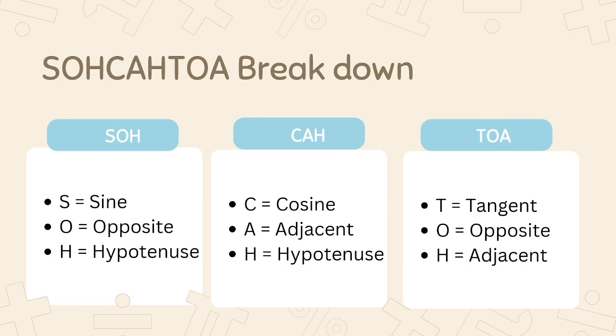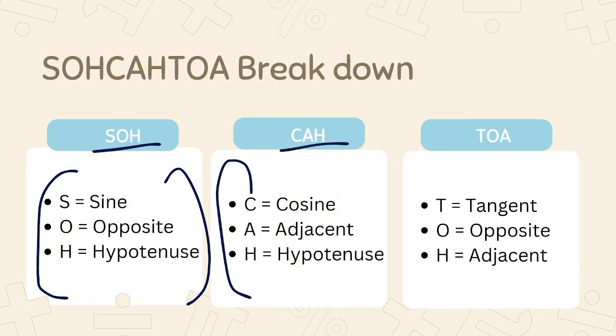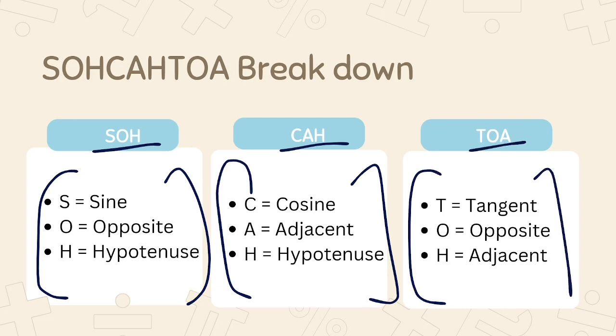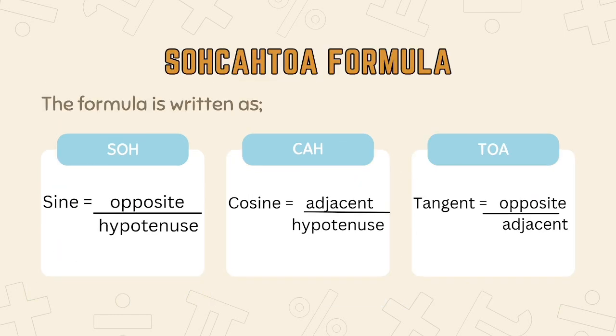So this is the breakdown. These are what the acronym is standing for. S is for sine, O is for opposite, H is hypotenuse. Then for CAH, C is cosine, A adjacent, H hypotenuse. For TOA, T tangent, O opposite, and A adjacent.